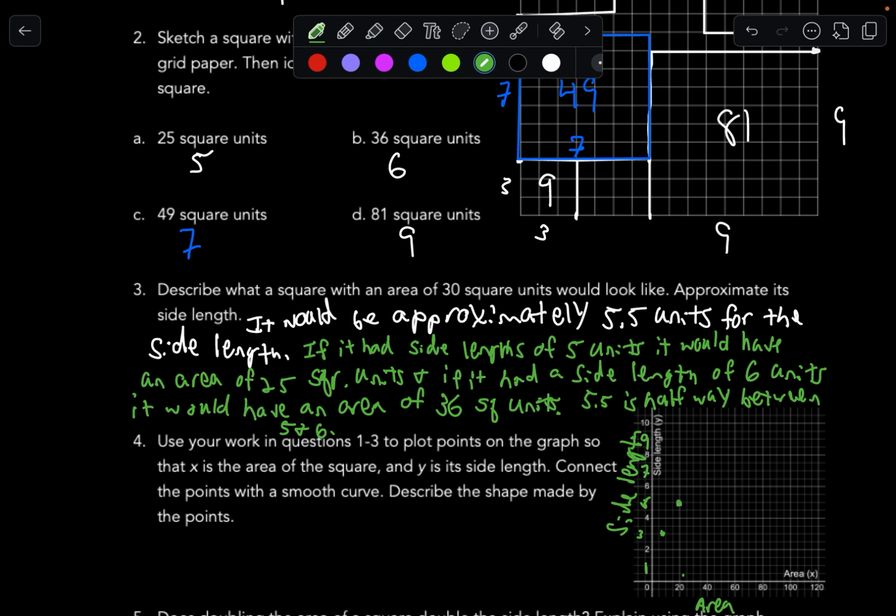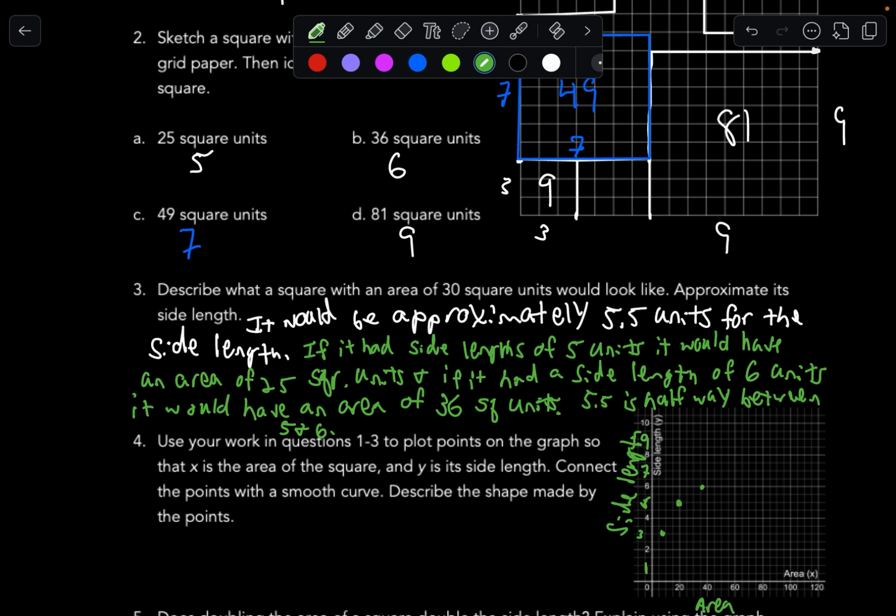Okay. And then the next one is an area of 36 with a side length of 6. So 36, here's 30, 35 is there. 36 is just to the right of it. And it's at 6, so it's there. All right. That's 6.